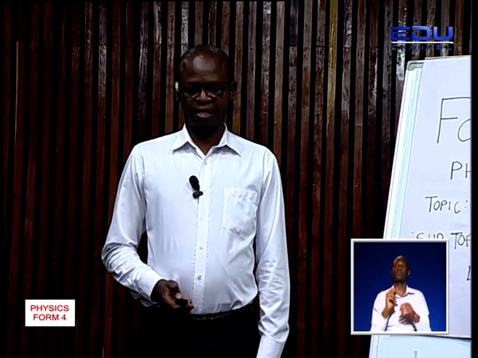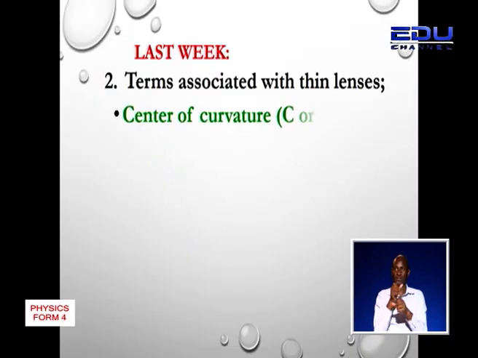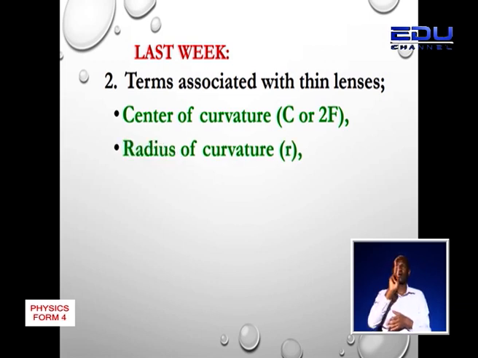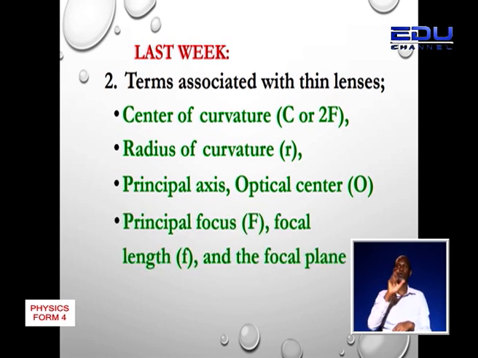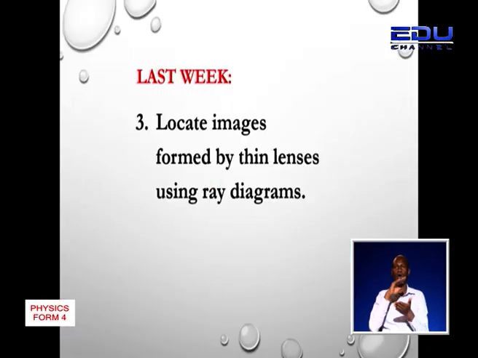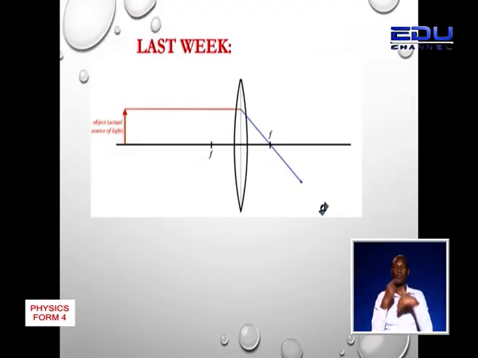We also talked about terms that are associated with thin lenses, and they are center of curvature, the radius of curvature, the principal axis, the optical center, the principal focus, the focal length, and the focal plane. We also talked about location of images by thin lenses using ray diagrams. And we talked about three important rays.